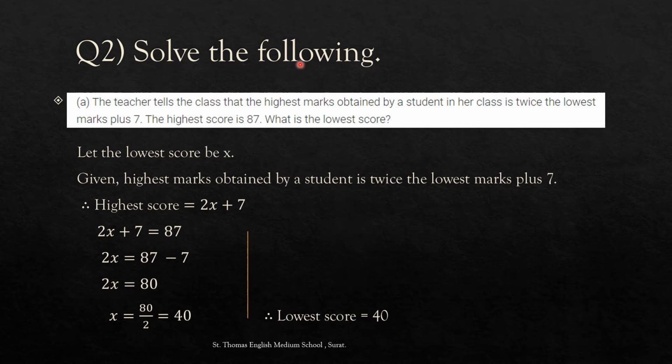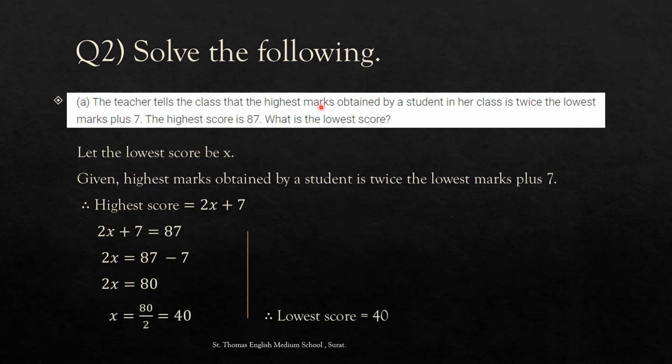Question number 2. Solve the following. A. The teacher tells the class that the highest marks obtained by a student in her class is twice the lowest marks plus 7. The highest score is 87. What is the lowest score? So what do you have to find here? Lowest score. So that you have to take as x. Clear? That you have to take as a variable. Let the lowest score be x. Because this is not given, you have to take the lowest score as x.